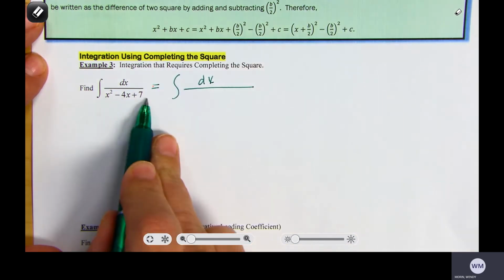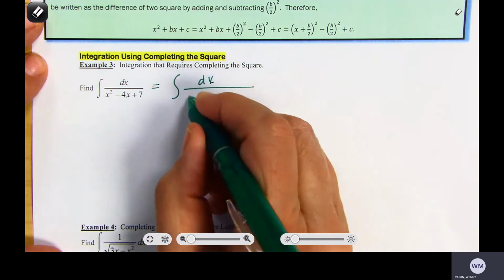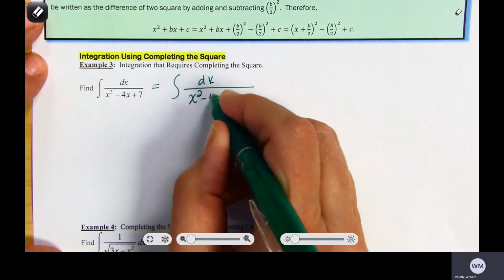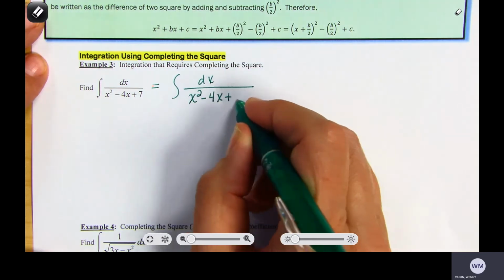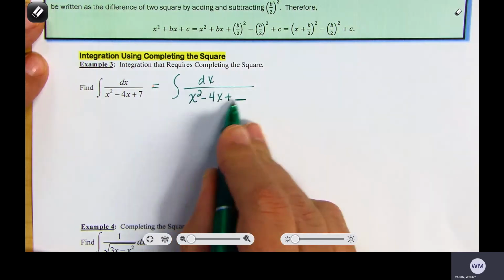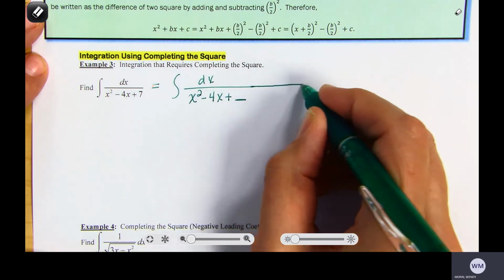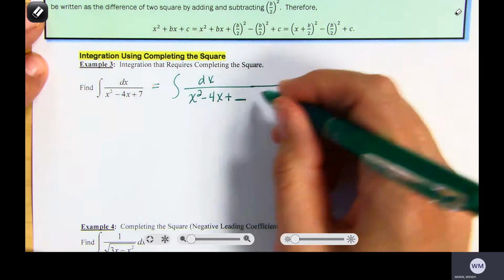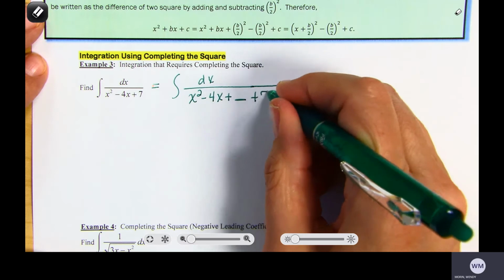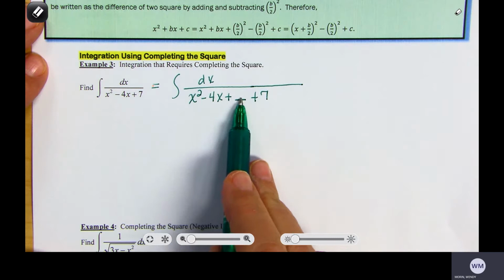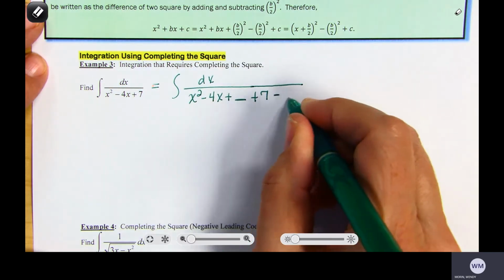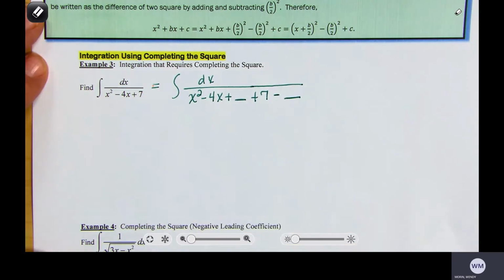So I know this is not a perfect square trinomial because of that 7. So I want x squared minus 4x plus something, and yes, it's always a plus something, to be a perfect square trinomial. And I'm just going to move the plus 7 out of the way. But as you know, I can't add something without undoing it. Otherwise, I'm changing the value. So I'm just trying to change the looks. Remember that?